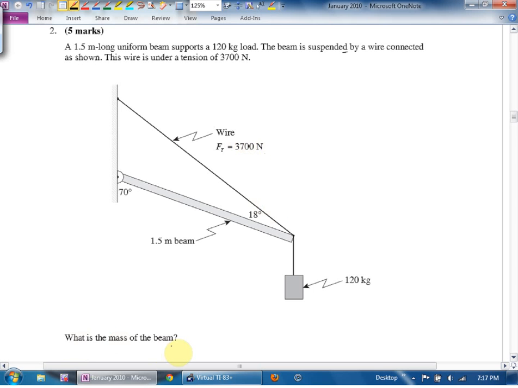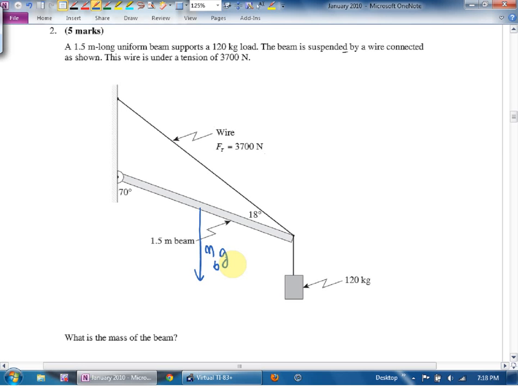So usually we were wanting to find the tension. Here they're telling me the tension. Find the mass of the beam. Okay, first thing I'm going to do absolutely is label my forces on the beam. What are the forces acting on this beam? Get the obvious ones. Okay, I'm going to have mg of the beam. That's going to go at the center of mass. So I'm going to go m beam times g.